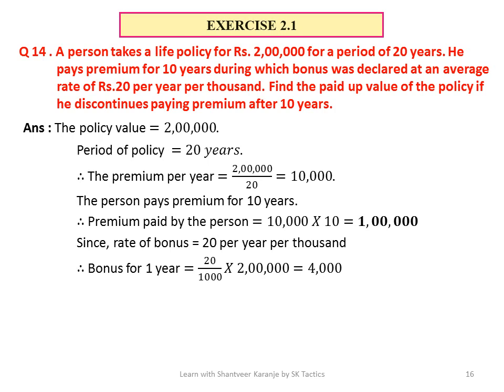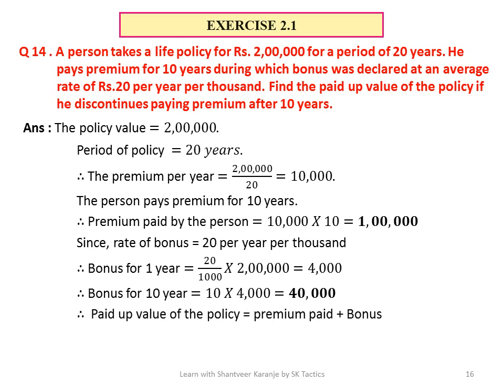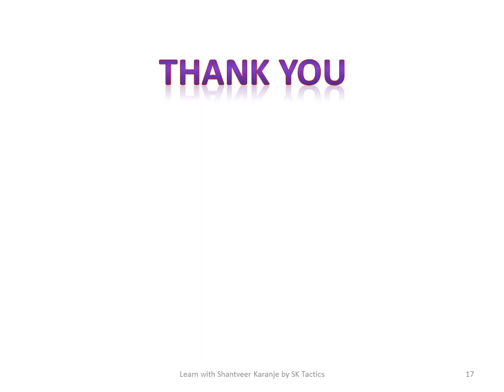So it is 4,000. So in 1 year he gets 4,000 as a bonus. So for 10 years the amount is 10 into 4,000, means 40,000. So at the end of 10 years, when he discontinues this policy, he will get these two amounts back, means 1 lakh and 40,000. So the paid up value of the policy is premium paid plus bonus, that is 1 lakh plus 40,000, which is 1 lakh 40,000. This is all about exercise 2.1.